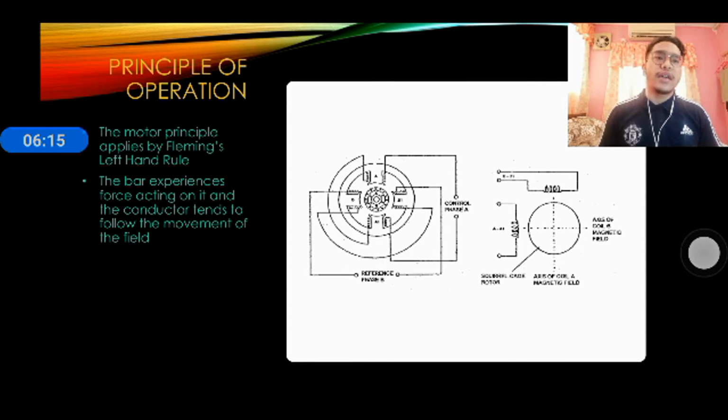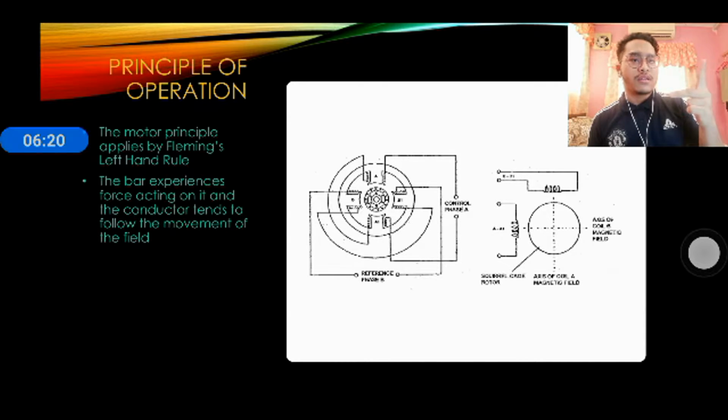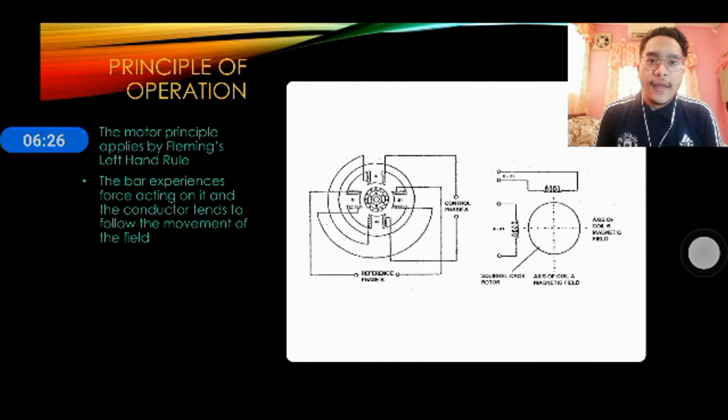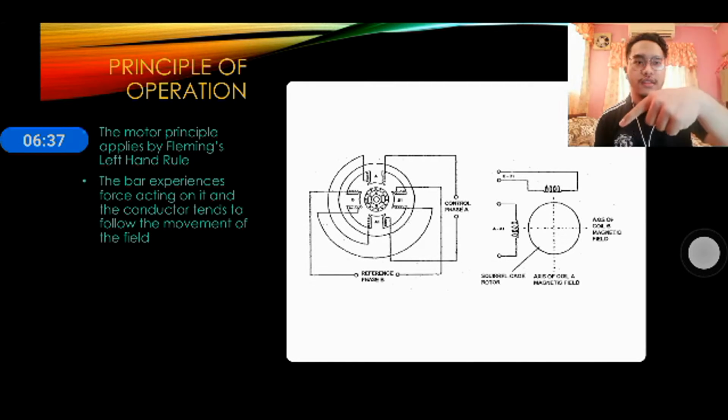It applies on the AC motor. AC generator applies Fleming's right hand rule. Don't be confused. Okay, let's see. The bars experience the force acting on them, and the conductor tends to follow the movement of the field, as we can see down there.